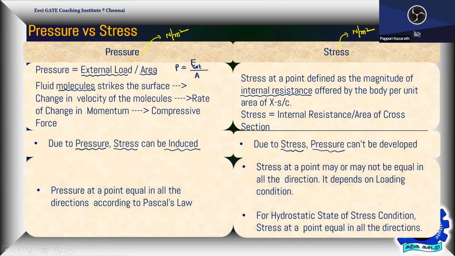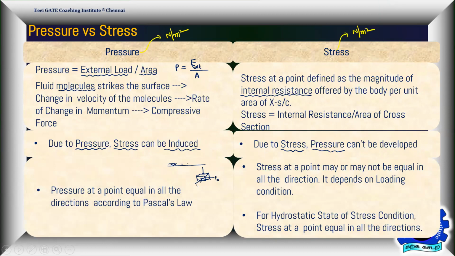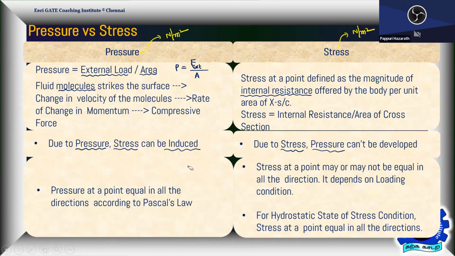Pressure at a point is equal in all the directions according to Pascal's law. If you take this particular fluid particle below the free surface, what is the pressure? Px, same in all directions. Px equal to Py equal to Pz, according to Pascal's law.